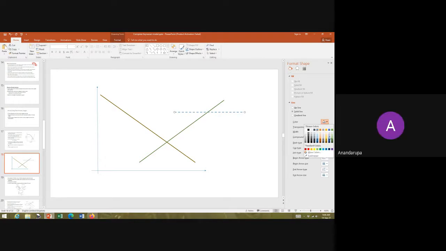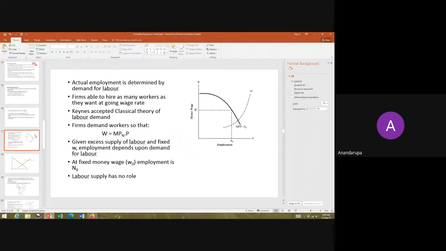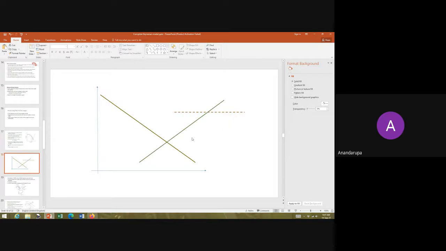Sir, the marginal product curve is plotted against the number of labor employed and output. So how are we plotting it here in wage and employment? Employment means what? Number of workers? Yes, sir.